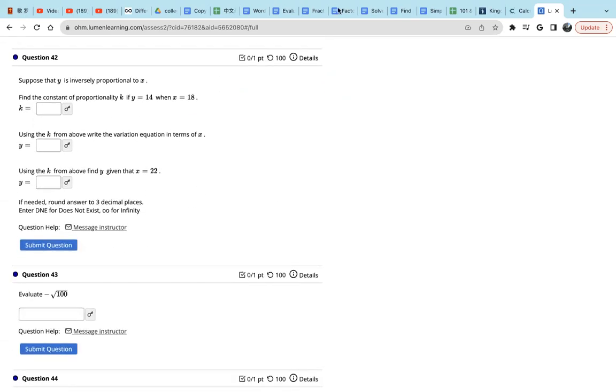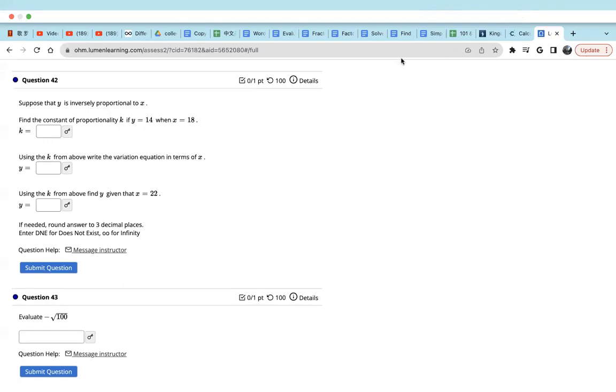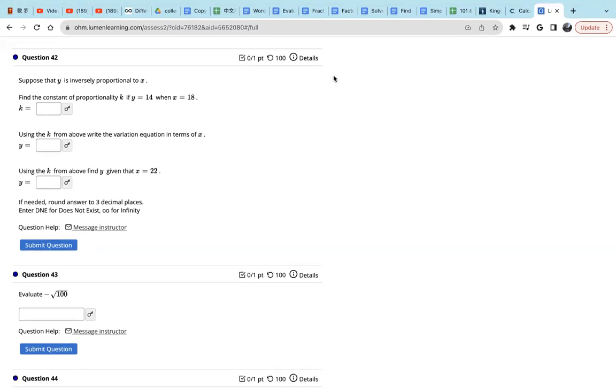Let's see 42. Inverse proportion, right? So y equals k divided by x. Y is 14, x is 18. So k equals 14 multiplied by 18. Well, what's 14 multiplied by 18?